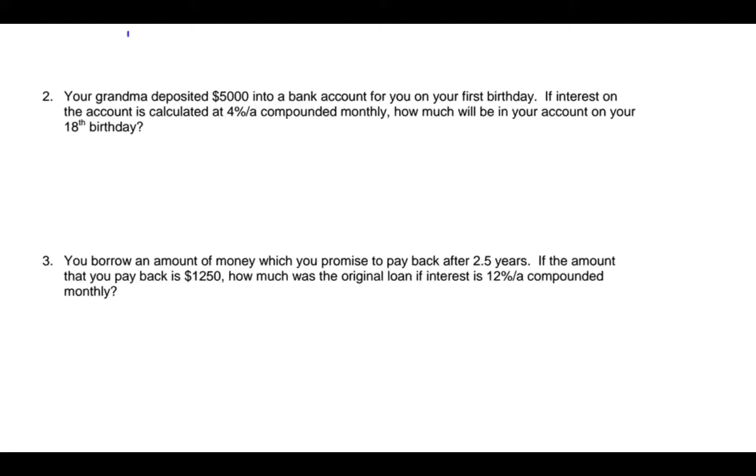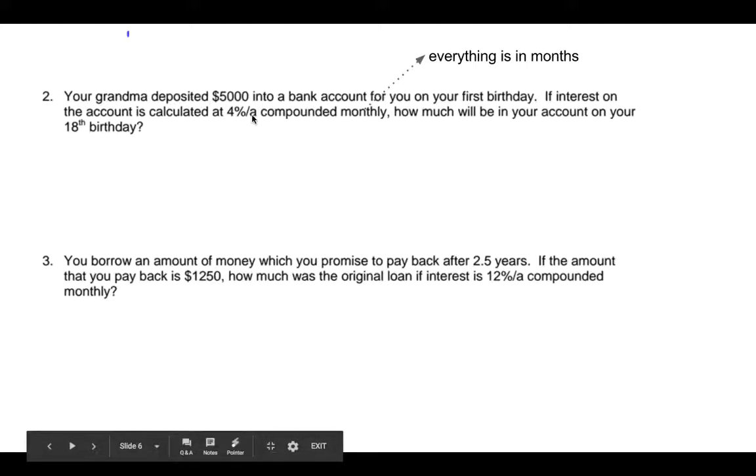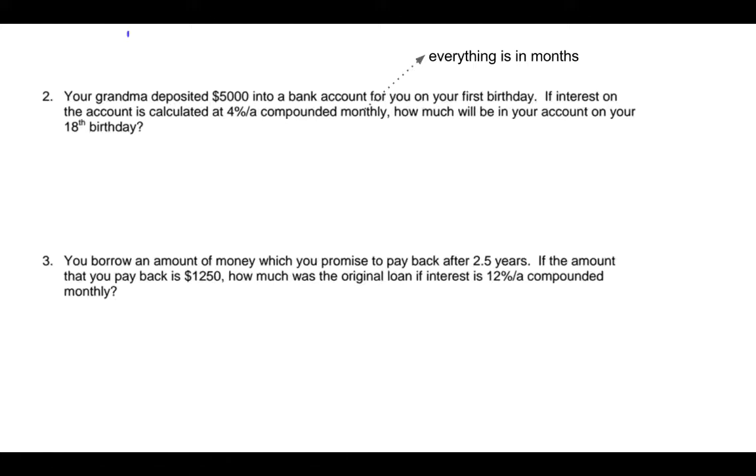A couple examples: your grandma invests $5,000 in a bank account for you on your first birthday. We'll just say that's when you were born. The account is 4% per year compounded monthly. How much will you have when you're 18? Once it says compounded monthly, we can't ignore that. It's 4% per year, and per annum just means per year. Interest rates are always quoted per year. But compounded monthly means it's going to happen monthly. So we don't care about years, we care about months. We don't care about 4%, we care about the percentage per month.